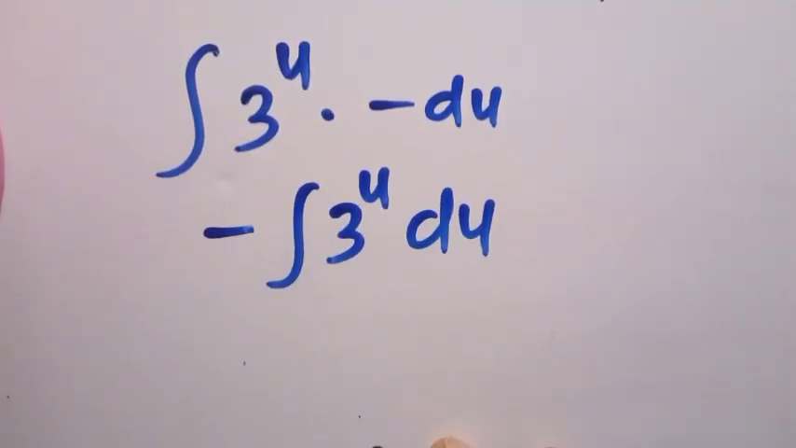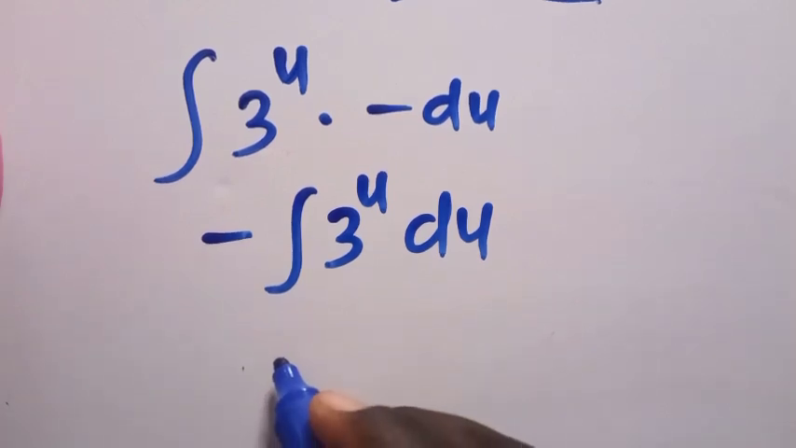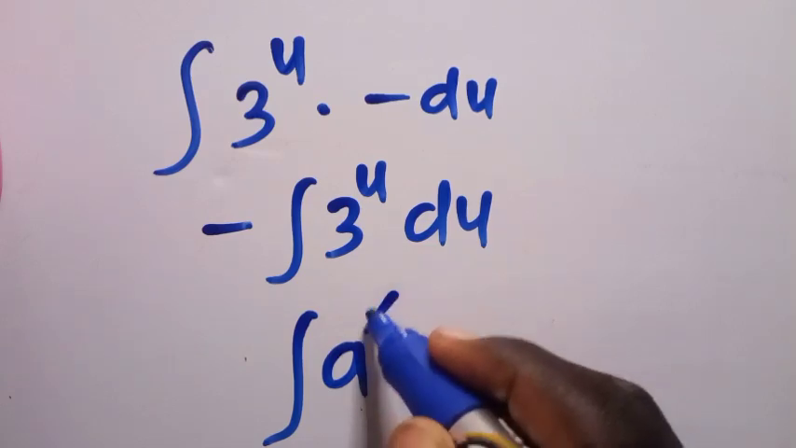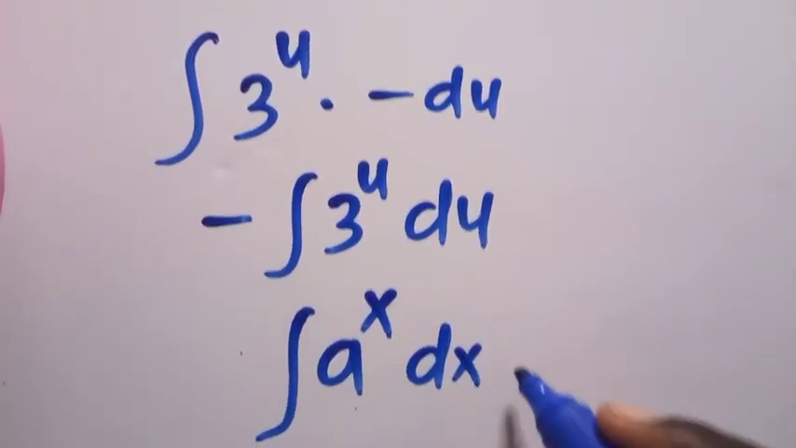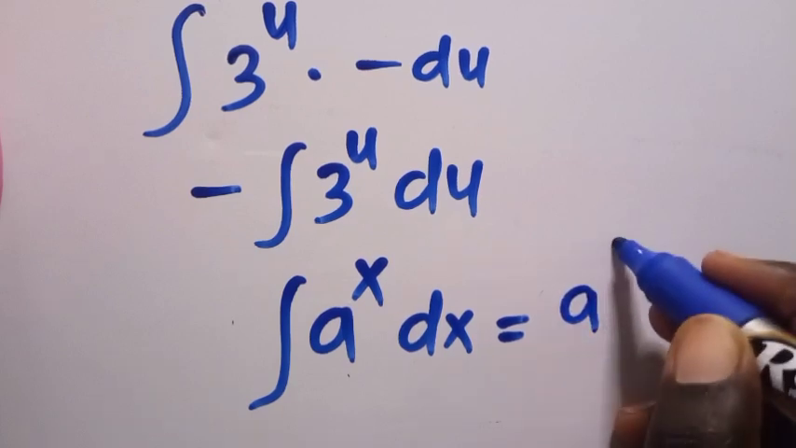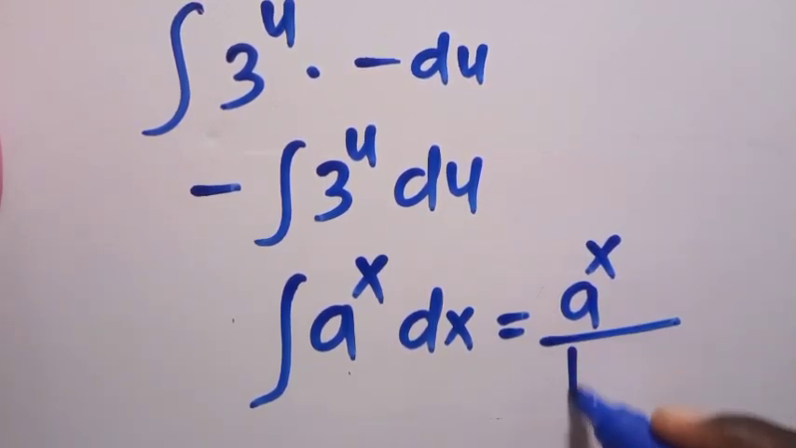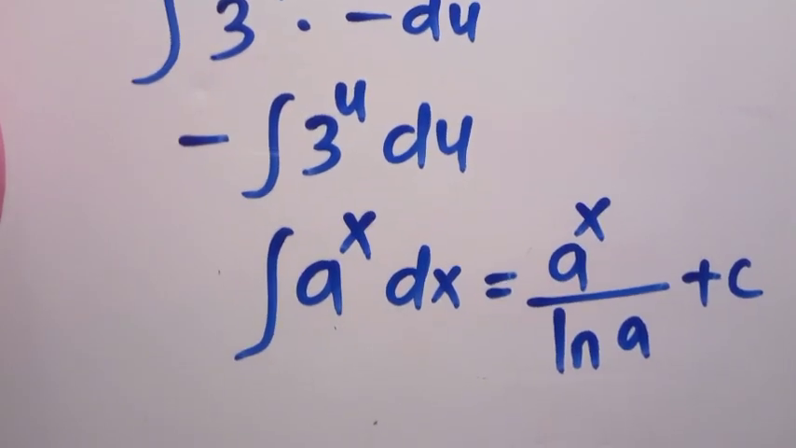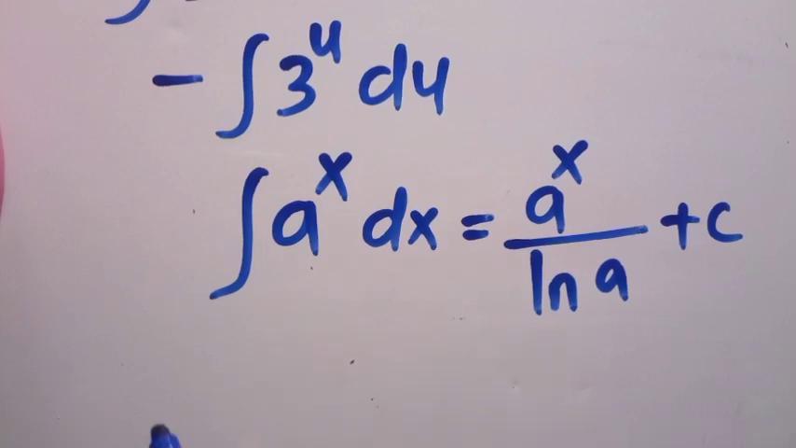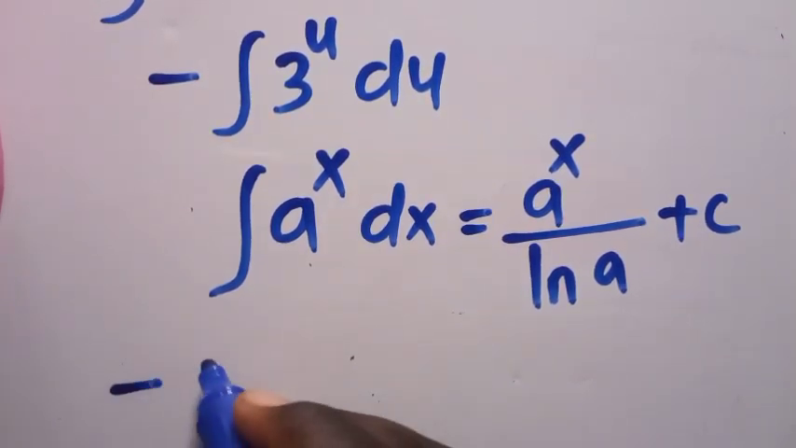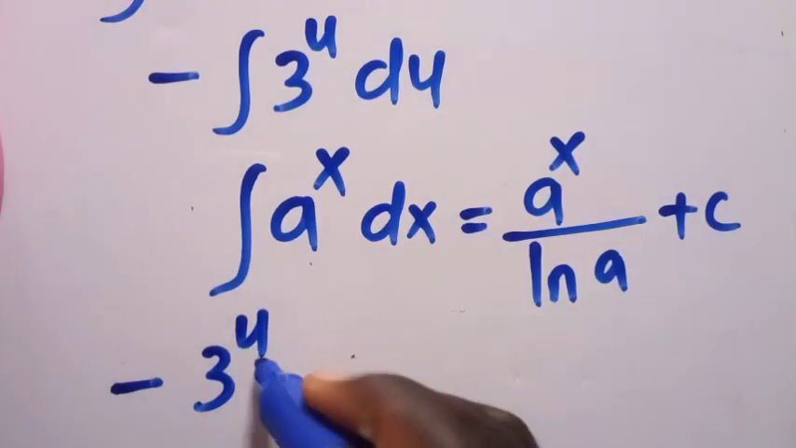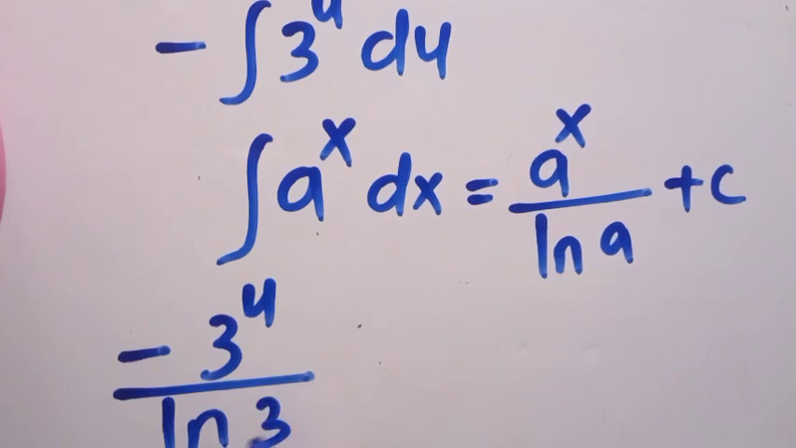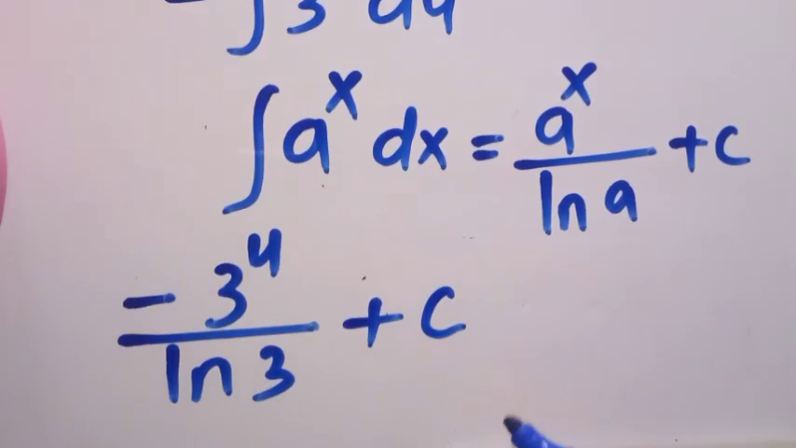du. Now, in integration, if you integrate a function of this caliber, that is a raised to x, with respect to x, it is always a raised to x all over ln of a, then plus the constant of integration. It is just the same thing that we shall do here, in that we shall have negative 3 raised to u, then all over ln of 3, then plus the constant of integration.